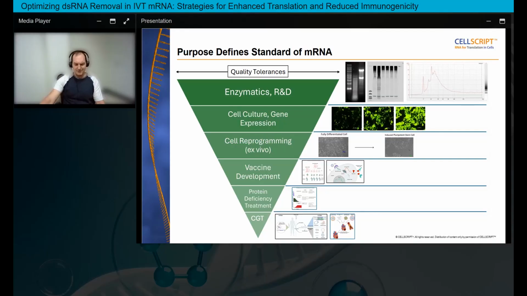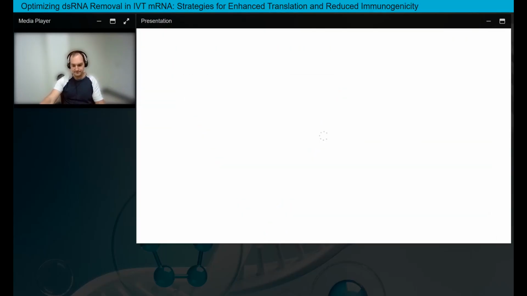Vaccine development's an interesting one. It can tolerate a little bit of immune response because that is sort of what you're trying to do with a vaccine. But protein deficiency treatment, where you're trying to supplement a protein into a person, or cell and gene therapy, you need everything to be exact and work every single time, which means having no double-stranded RNA would be kind of what you would want. And since that's sort of where a lot of biotech tries to end up, which is therapeutics, that is sort of the gold standard that we think of when we apply mRNA for anything.